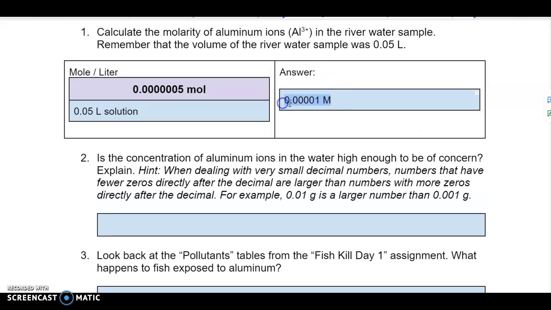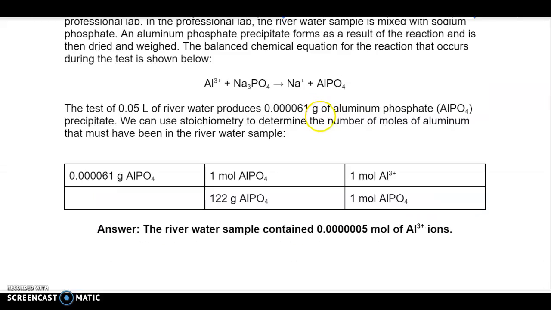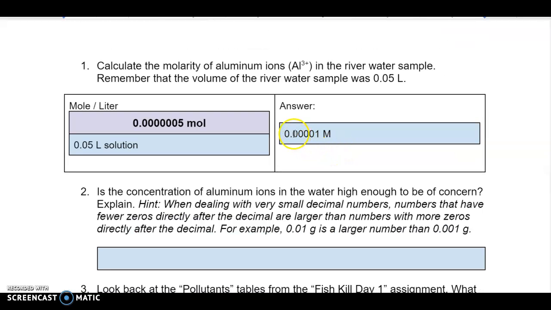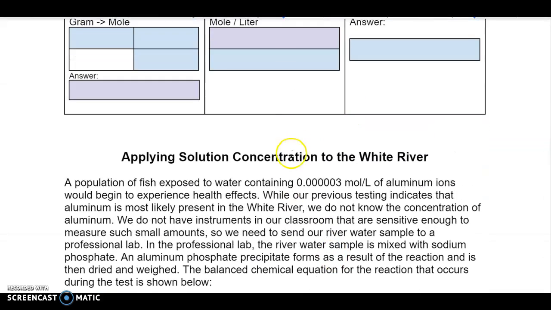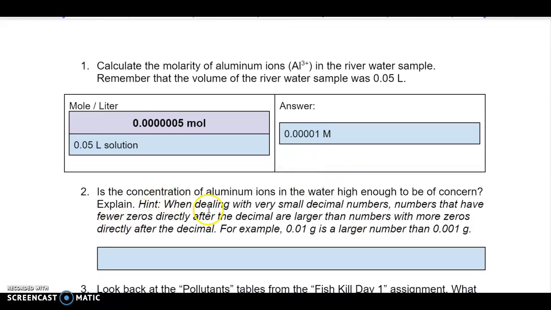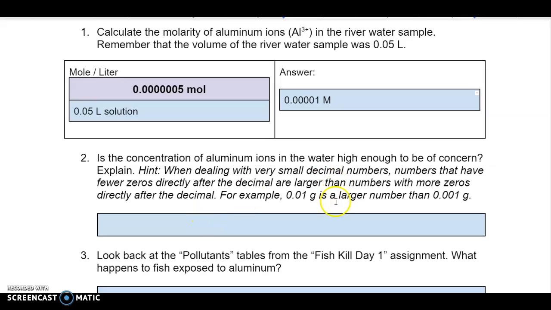So compare now this number to the original. How many zeros are here? 1, 2, 3, 4, 5, and a 3 at the end. Zeros here, we have 1, 2, 3, 4. This is a higher concentration than what was given to start with. So at this concentration, they start to experience health effects. So ours is at a higher concentration. When dealing with very small decimal numbers, remember the fewer zeros they directly have after the decimal, the larger the number is. For example, 0.01 is larger than 0.001.